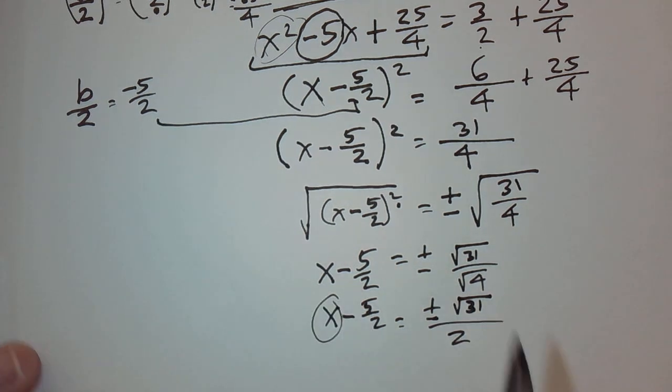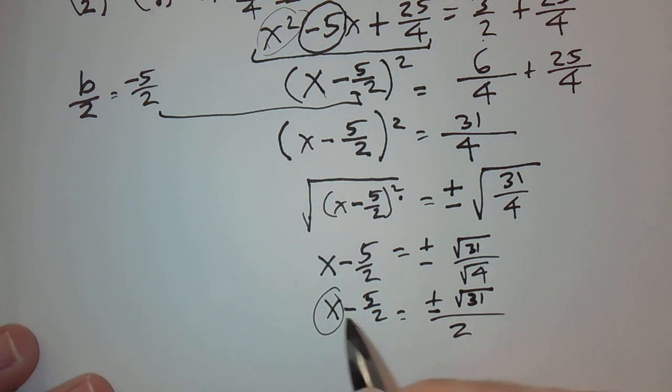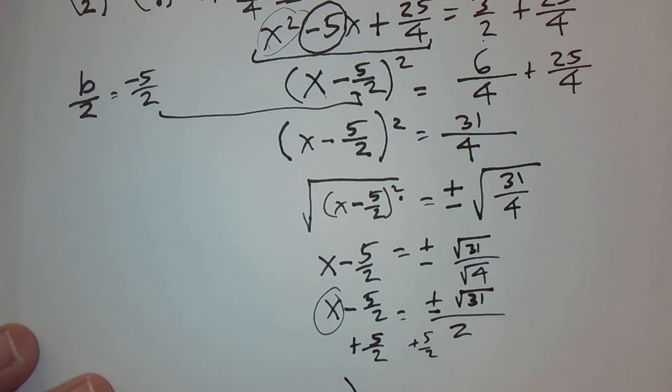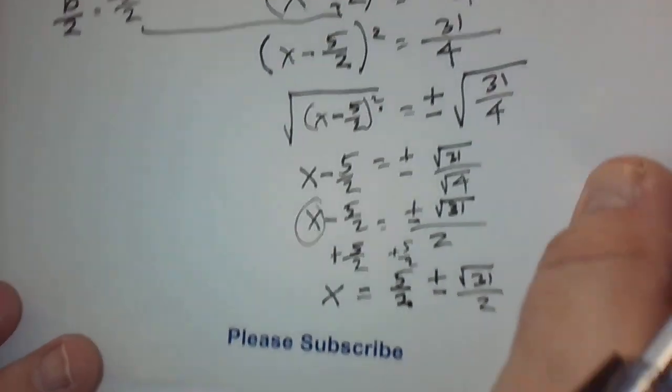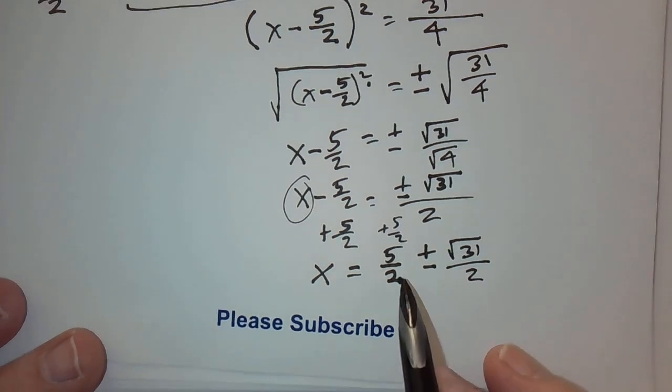We want to get the x by itself, so we're going to add this term to both sides. So I'm going to add 5 halves to keep it in balance. So I've got x on the left side, and on the right side I've got 5 halves, and we've got plus or minus square root of 31 over 2.